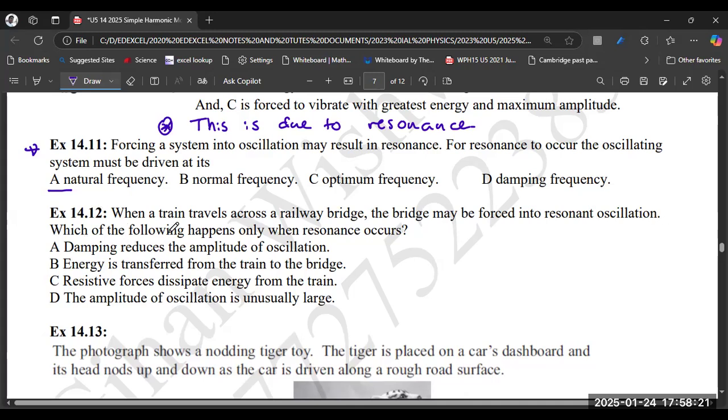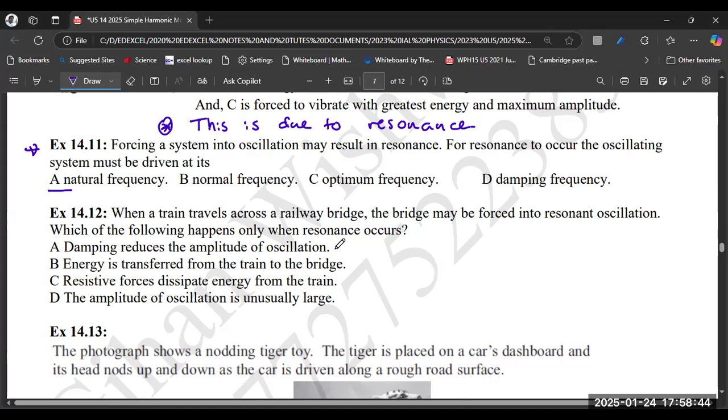Which of the following happens only when resonance occurs? When a train travels across a railway bridge, the bridge may be forced into resonant oscillations. Which of the following happens only when resonance occurs?